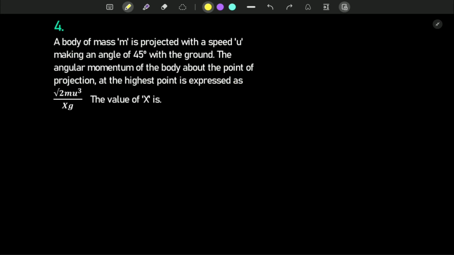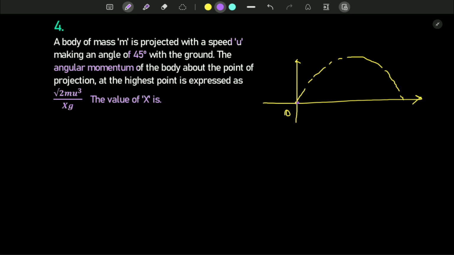A body of mass m is projected with a speed u making an angle of 45 degree with the ground. The angular momentum of the body about the point of projection and the highest point is expressed in this way, and I have to tell what is the value of x. So we need to find angular momentum. In this question it is talking about a projectile motion. So let me draw. This is our coordinate system, this is our origin, and the projectile is somewhat like this.